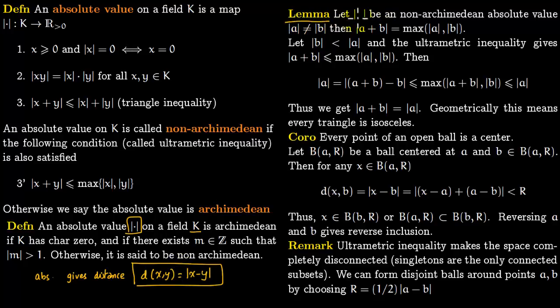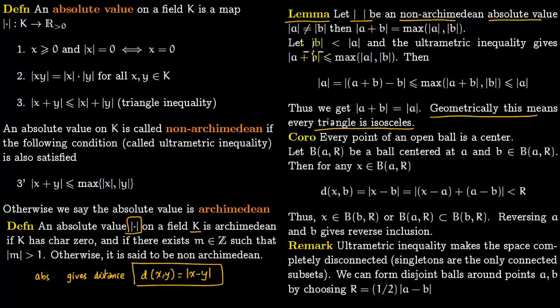So let this be a non-Archimedean absolute value. If a is not equal to b, then |a plus b| is equal to the maximum of either |a| or |b|. So geometrically this means that every triangle is isosceles, and this we can show easily.